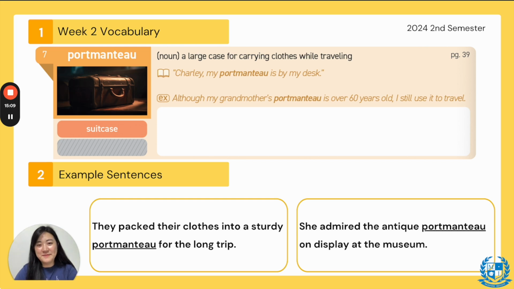Very different now. Here, it says they packed their clothes into a sturdy portmanteau for the long trip. Again, they just put everything into the suitcase. Next one. She admired the antique portmanteau on display at the museum. So again, remember from our last video, the setting of the story is around 200 years ago. So of course they're going to use this old word also.